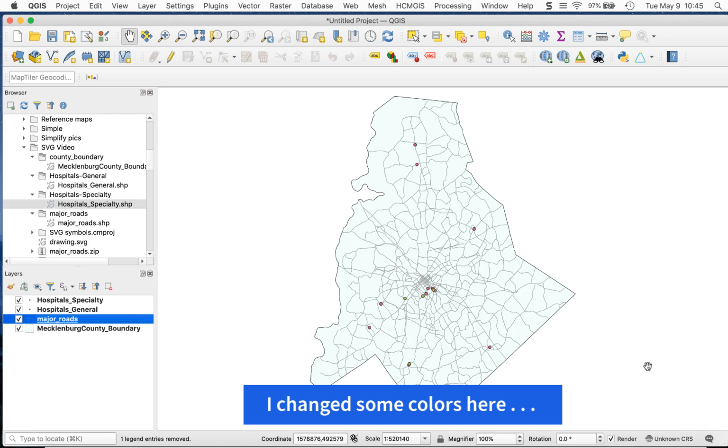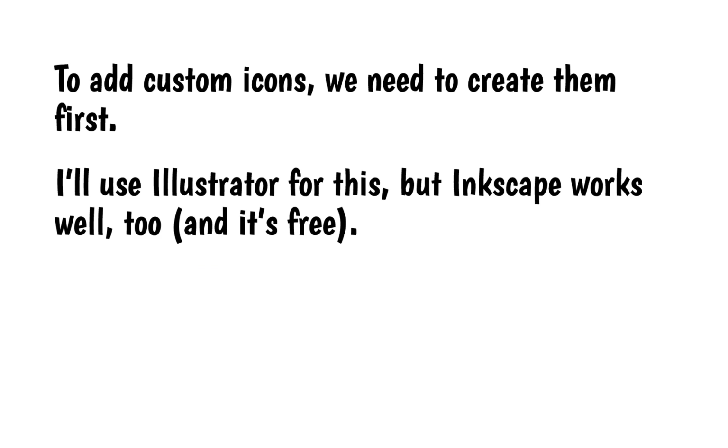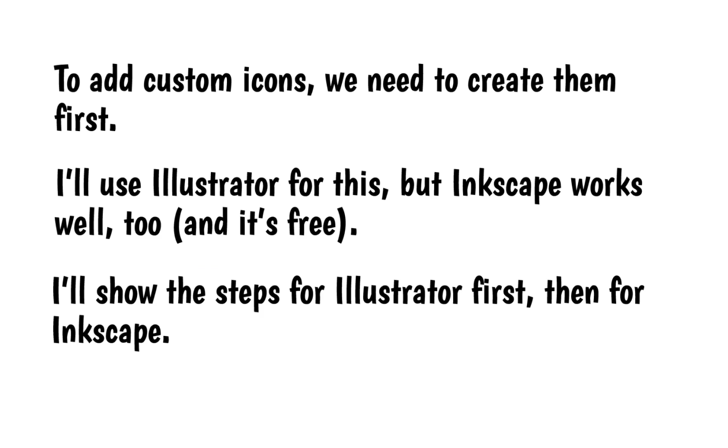Now we'll create our custom symbols. QGIS offers some other shapes for point markers besides the round circles, but I want to use red and white cross symbols, basically plus signs, for the icons. To add custom icons, we need to create them first. I'll use Illustrator for this, but Inkscape works well too, and it's free. I'll show the steps for Illustrator first, and then for Inkscape.